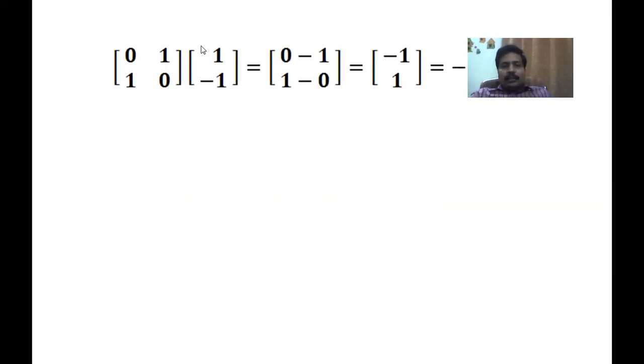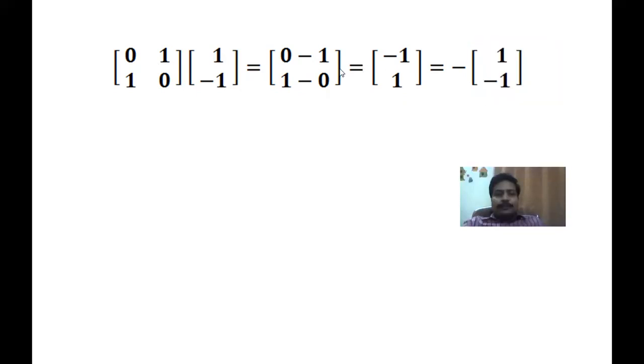Let us take another vector 1, minus 1. If I multiply the given matrix 0, 1 and 1, 0 with this 1, minus 1, I will get minus 1 and 1. So 0 into 1 is 0, 1 into minus 1 is minus 1. So this is minus 1. And 1 into 1 is 1, 0 into minus 1 is 0. So it is 1. Minus 1, 1.